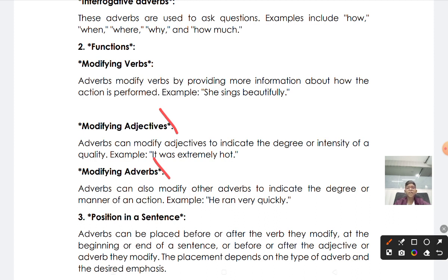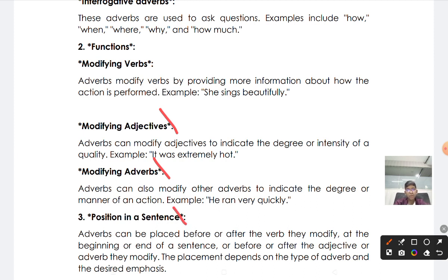Adverbs can also modify other adverbs to indicate the degree or manner of an action. Example, he ran very quickly. And another, etc. There are many examples like that.